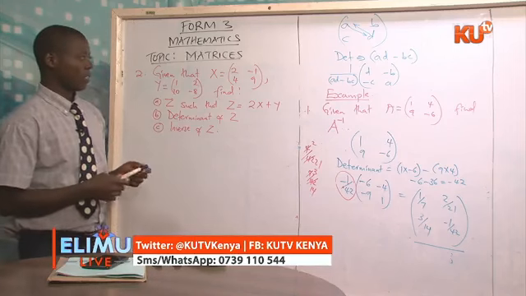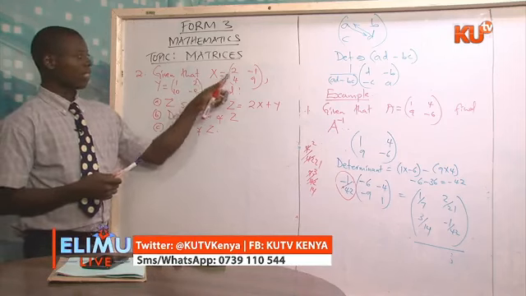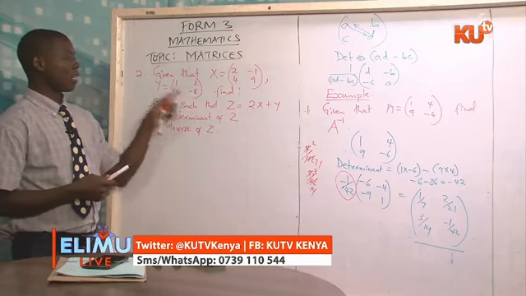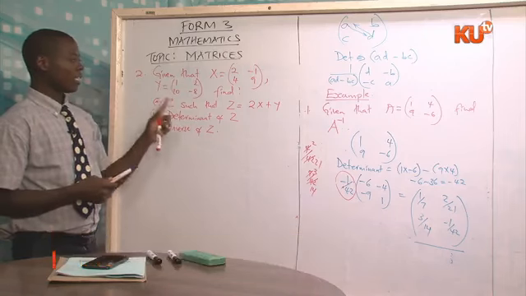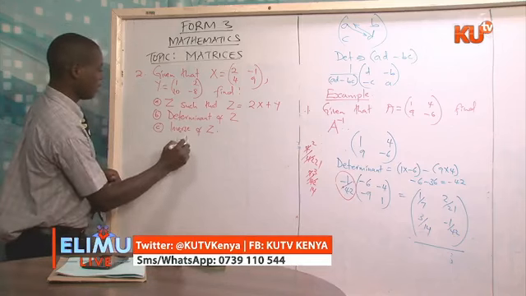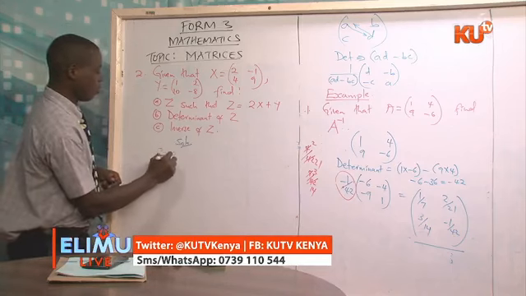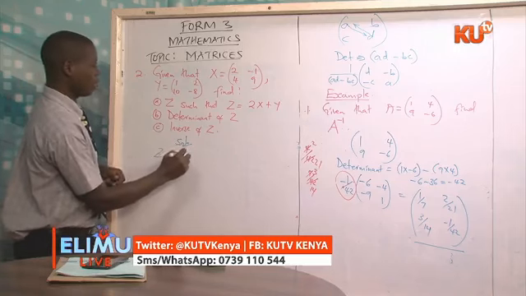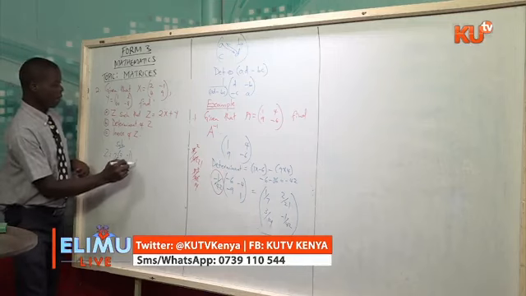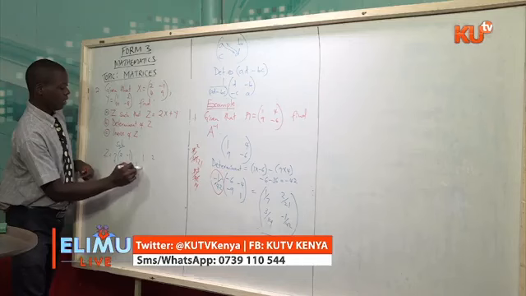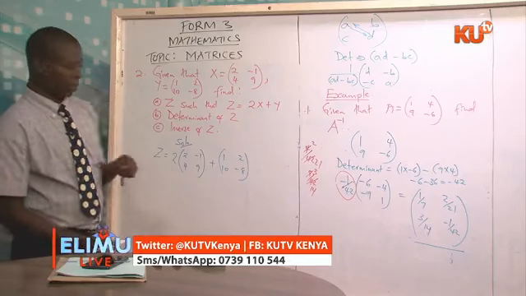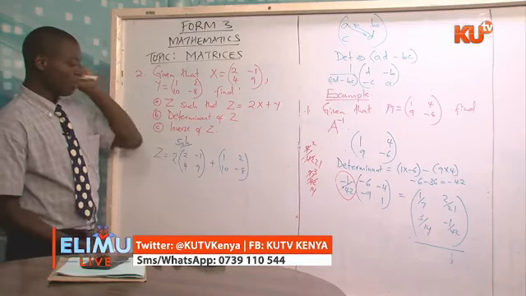So where do we start, students? We have X 2, negative 1, 4, 9, and we have Y 1, 2, 10, negative 8. The instruction is that Z is 2X plus Y. So we'll start from that point and say our Z will be equal to 2 into X, where X is 2, negative 1, 4, 9, plus Y, which is 1, 2, 10, negative 8.